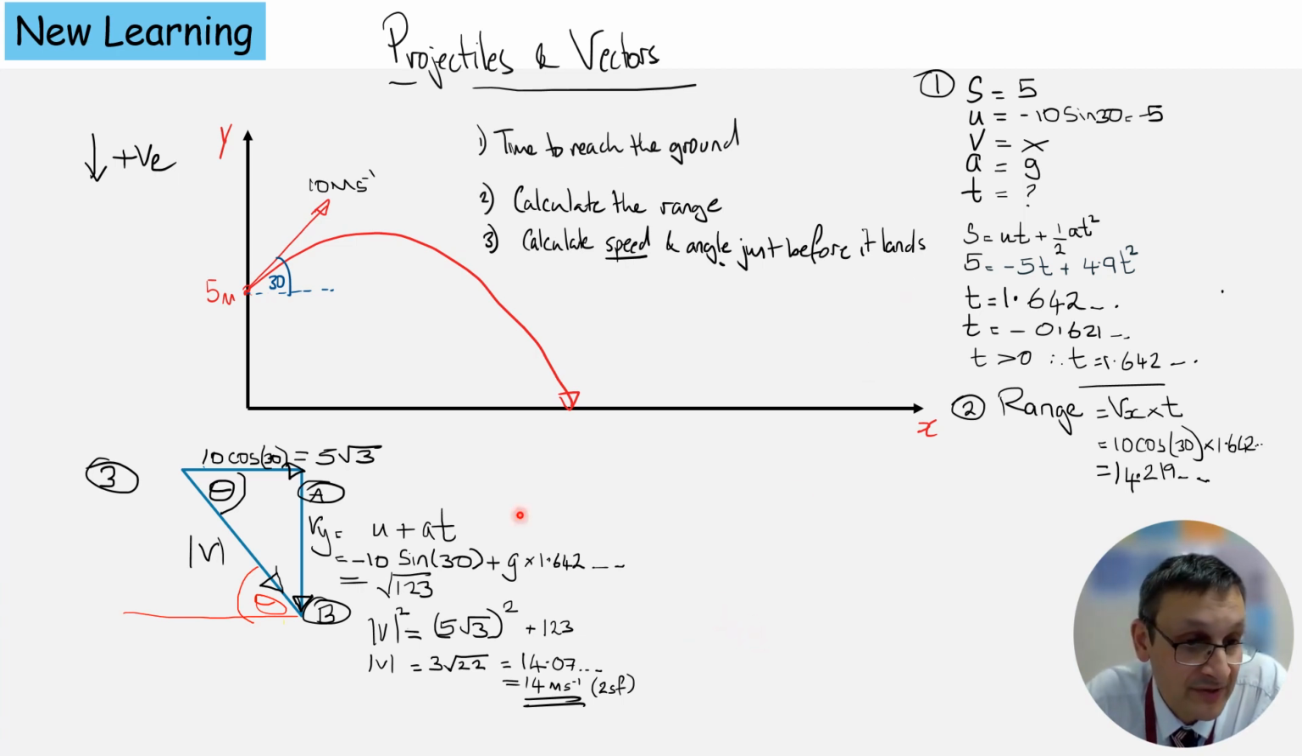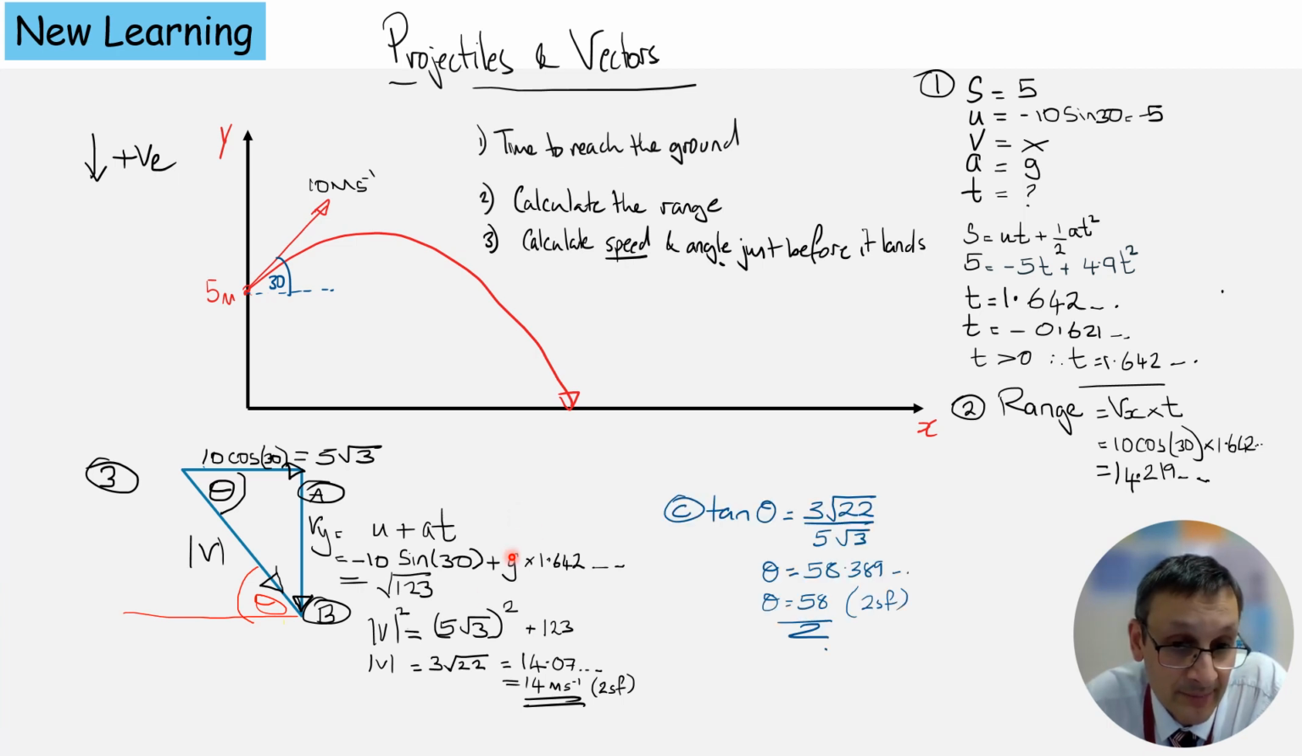And the last bit we need to do is calculate the angle, so a little bit of trig applied to that. I've got my opposite side, which was this bit here. I stored that in my calculator. There it is, and it's over 5 root 3, which was the adjacent side here. Quick bit of trig, again, round it down to two significant figures. Okay, that's how that question is done.